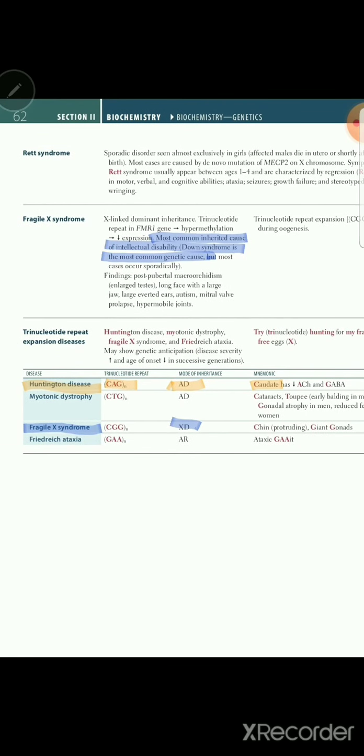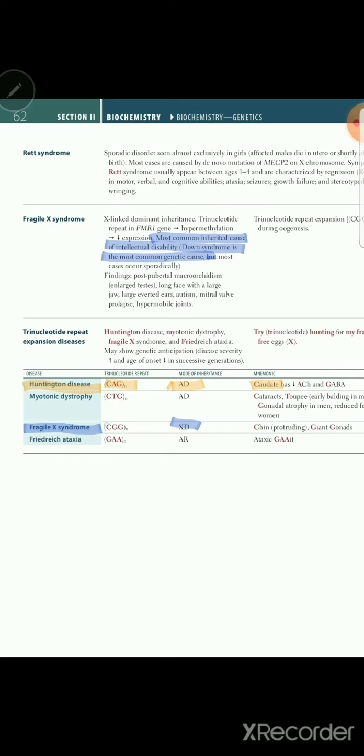Fragile X syndrome is the most common inherited cause of intellectual disability, but Down syndrome is the most common genetic cause. So if genetic cause is asked, the answer is Down syndrome. The second most common genetic cause of intellectual disability is Fragile X syndrome. And if the word inherited is used, inherited means it can be passed from one to another, but it is not necessarily from genes.